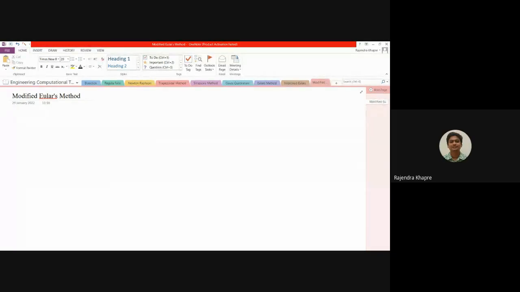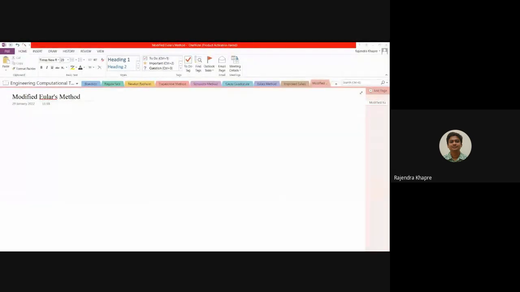Okay. So in the previous classes, we have seen the Euler's method and the improved Euler's method. Today we are going to study another type of Euler's method. This is the modified Euler's method, and this method is more accurate as compared to the simple Euler's method and the improved Euler's method.